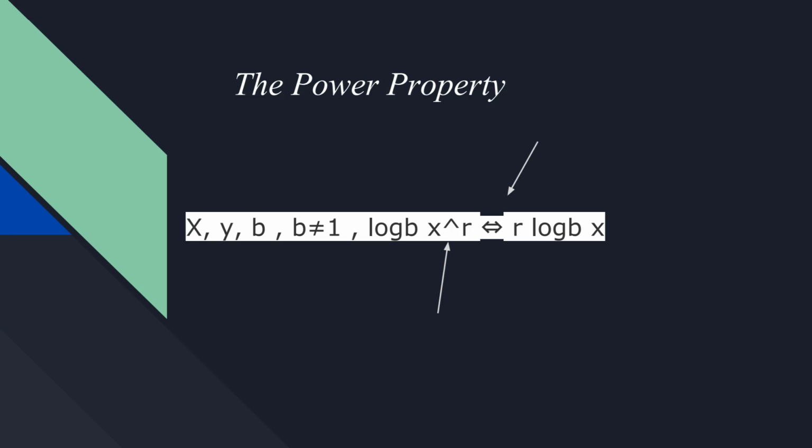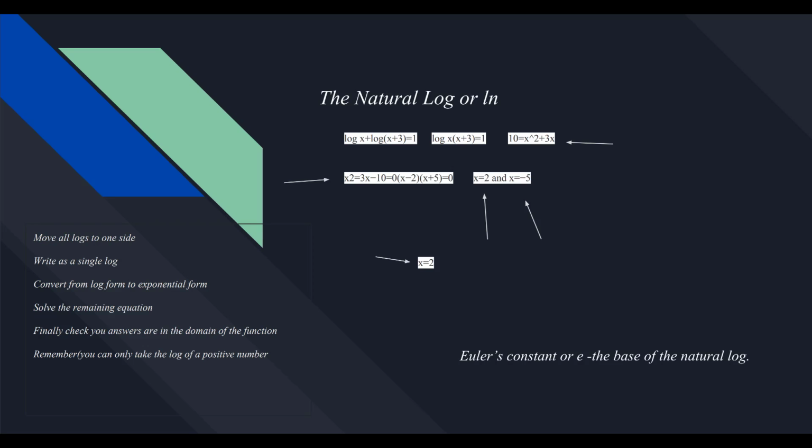Now let's speak about one more thing. There is a special log. It's called the natural log. It's written as ln, and what makes it special is that its base is assumed to be e. E is called Euler's constant.